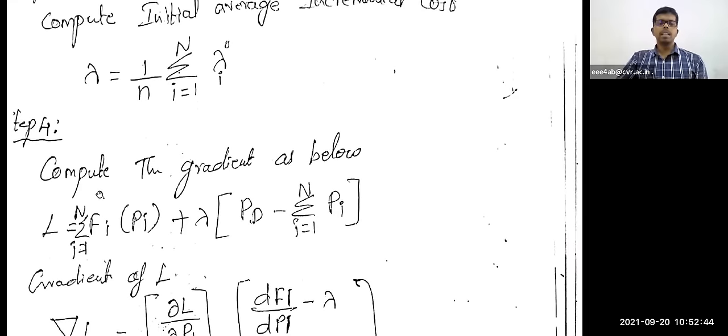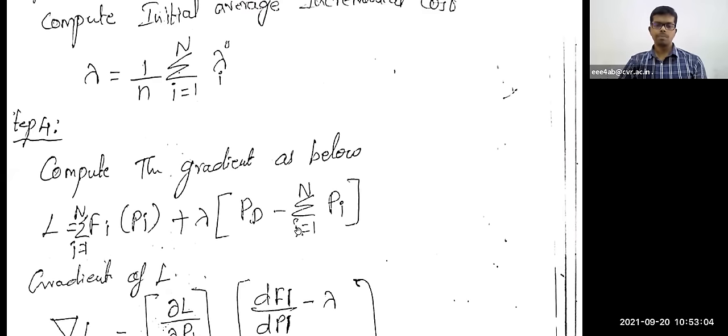So for the gradient, we know how to find the Lagrange's function. Lagrange's function is defined as the objective function plus some constant. Here we are taking lambda into constraints: objective function plus lambda into constraints. Okay, so constraints we already know.